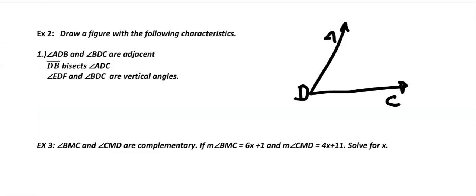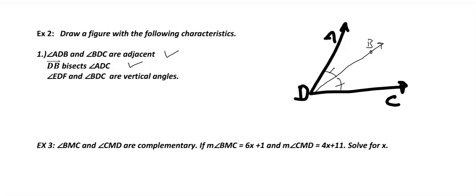Okay, so now we're here. ADC is going to be bisected by DB, D going out to B. And it's a bisector, so I have to put the congruent marks here to make sure you know that it is bisected. It just so happens that by making this, I do have ADB and I have BDC, which are going to be adjacent. So yay, check mark, got those.